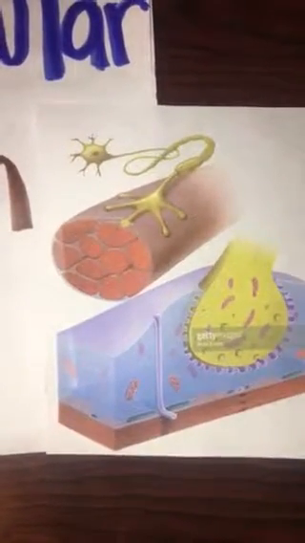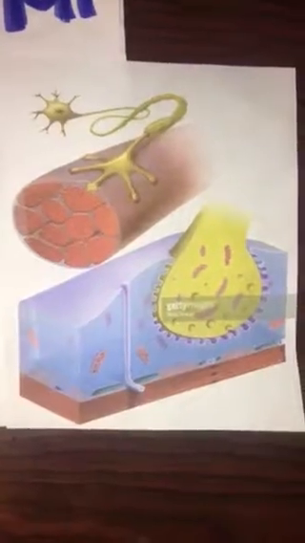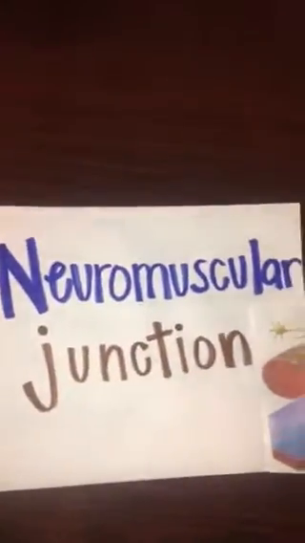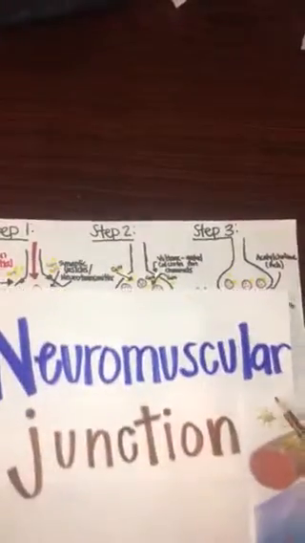Today I will be showing where an action potential is transferred from a motor neuron to a muscle fiber. This area is called a neuromuscular junction. The neuromuscular junction is a synapse between a motor neuron and a muscle fiber. First, let's take a look at the parts of a neuromuscular junction that are associated with a motor neuron.